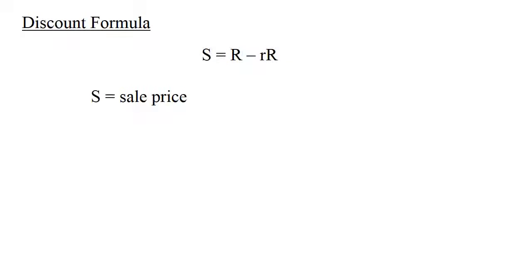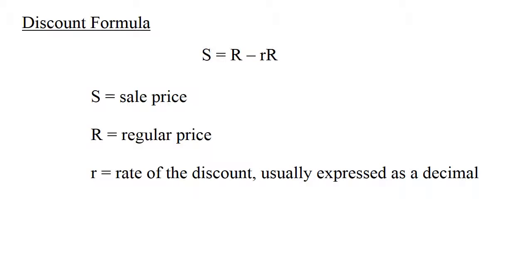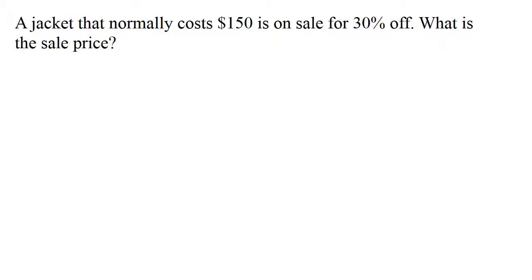So again, S is now the sale price of the item. Capital R is the regular price. And be very careful you keep your notation clear. Don't flip-flop little r and capital R as you're doing these problems. And then lowercase r is the rate. Again, usually you give answers as percentages, or they'll give you percentages, but when you actually do your work, you're going to use a decimal for those. So let's look at some problems.